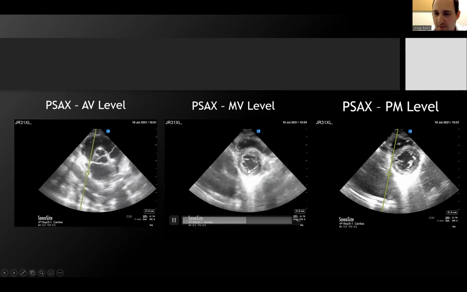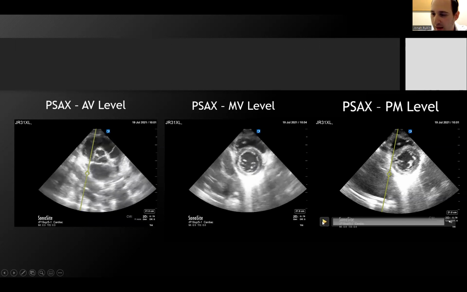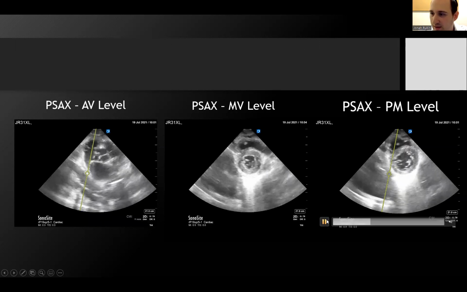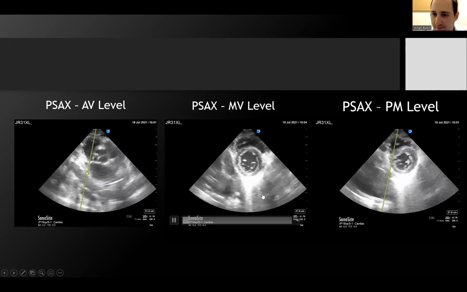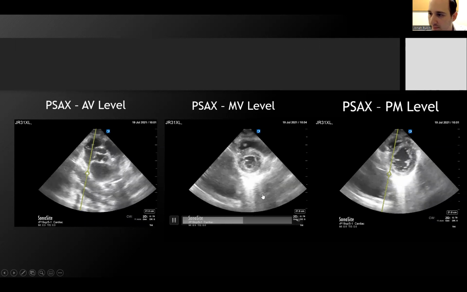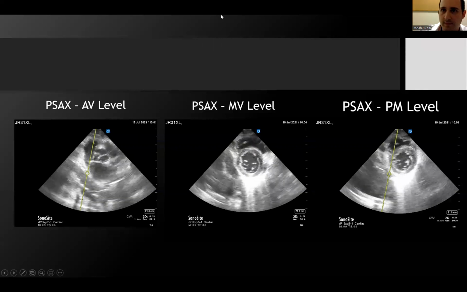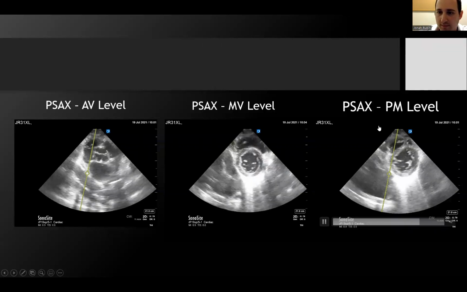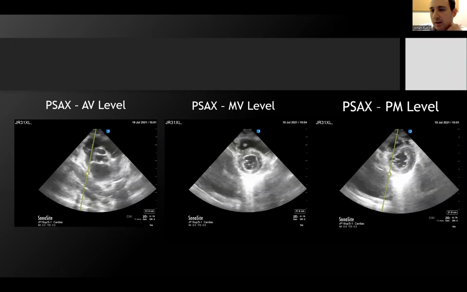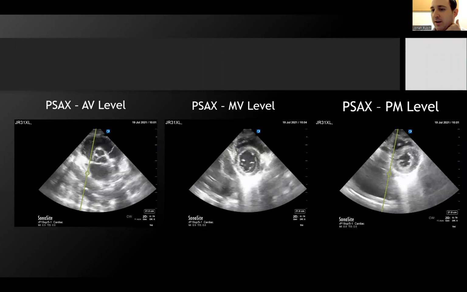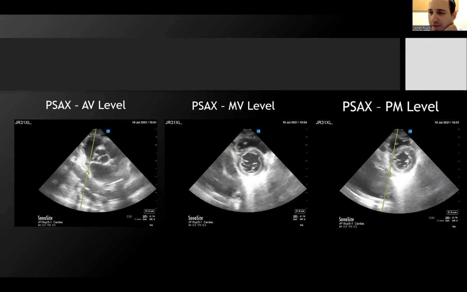This is the mitral valve level. This is going to be the papillary muscle level. Any thoughts about LV function here? Or other findings? RV function, RV size, septum.